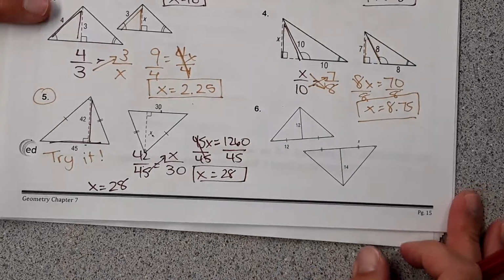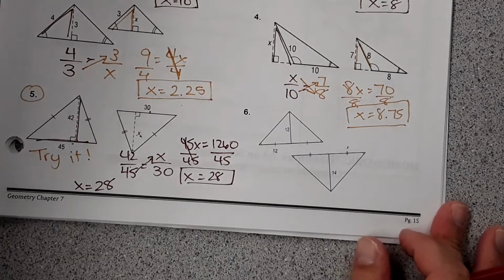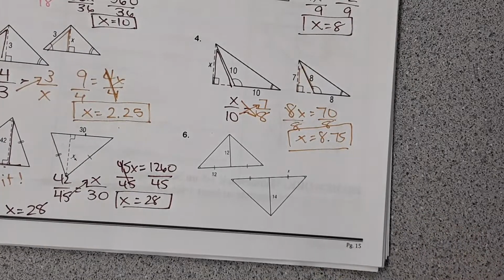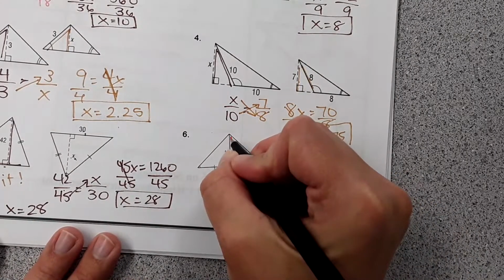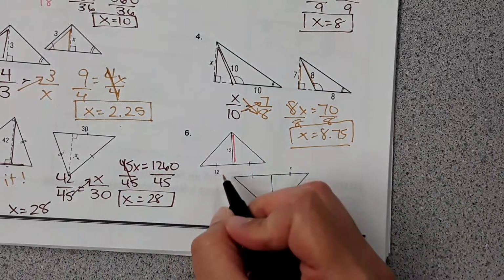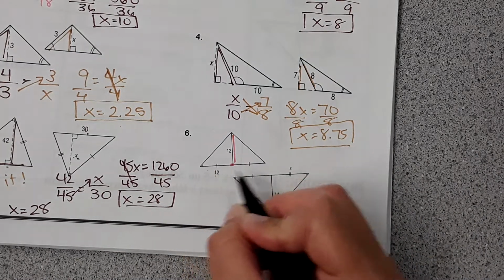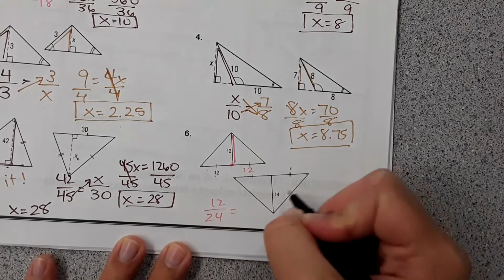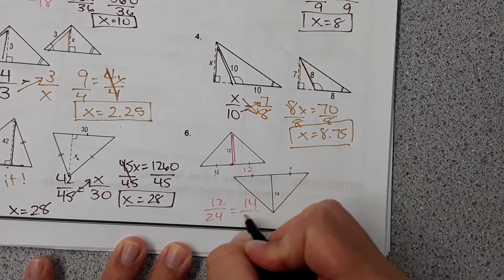You missed the next problem, it's 14. Correct. Number 6 is actually like the easiest one on the page. There's different ways you could set this up. It shows that this is a median. If this is 12, this is 12. So you could say 12 over 24 equals 14 over 2x.